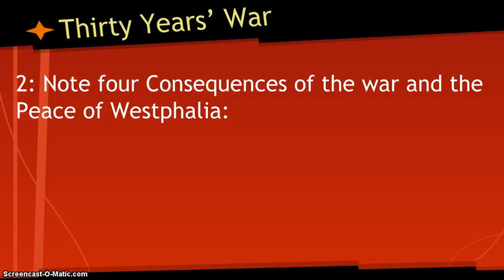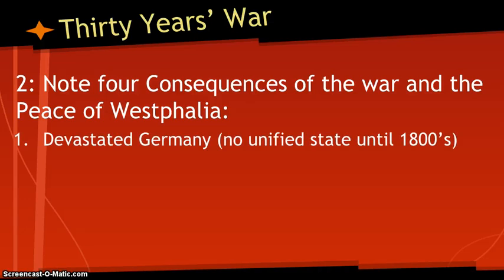All right, so we're going to note 4 consequences of the war and the Peace of Westphalia. The Peace of Westphalia was the peace treaty signed at the end to end the 30 Years' War. One consequence is that it devastated Germany, or what we refer to as the Holy Roman Empire. The armies basically pillaged and robbed and burned and stole as they were going around the Holy Roman Empire. They destroyed the countryside and really hurt Germany. Germany, as a result, wasn't really able to unify as a single country, wasn't really strong enough to get back on its feet till the 1800s.